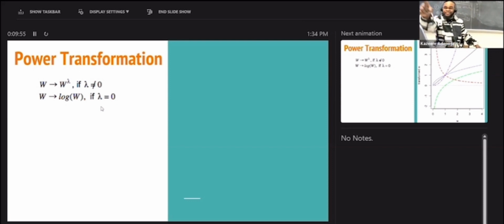Did you get that? We were talking about the log transformation the other time. It means the power is 0 when you are using the log transformation. Log transformation. Okay, now let's see how it works.